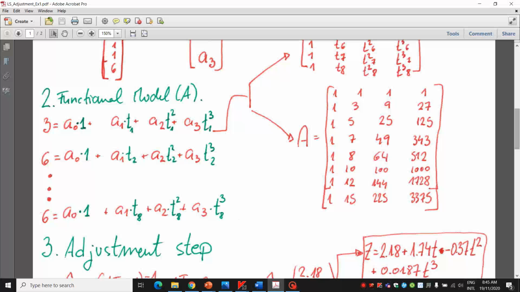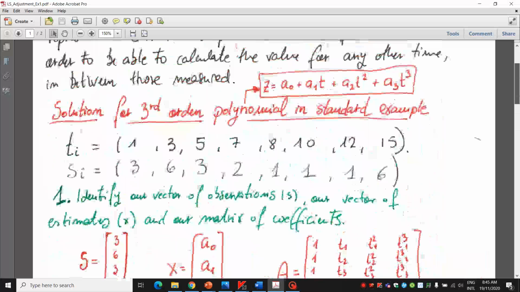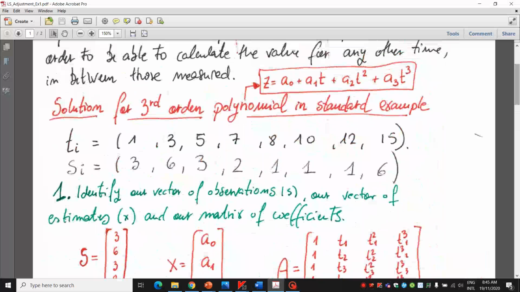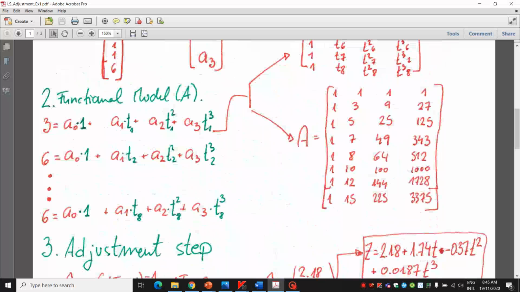So in the first formula, the polynomial formula of our model, we enter the first observation, which is 3, and then we fill in the t values for the model. In that case, t corresponding to the first observation is 1, so basically we substitute t by 1. But keep in mind that the first coefficient is always multiplying 1 because there is no t attached.